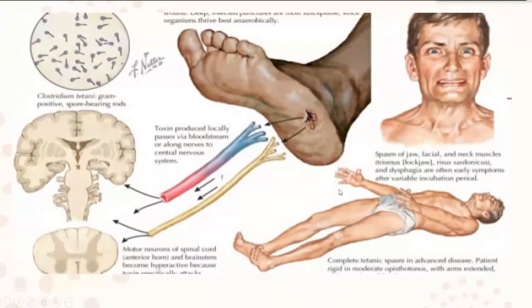So this picture demonstrates the pathophysiology and some of the clinical manifestations. There is a minor wound that gets contaminated with soil. There will be retrograde axonal transport of the toxin into the central nervous system, including the spinal cord, the presynaptic inhibitory neurons, and the brain.